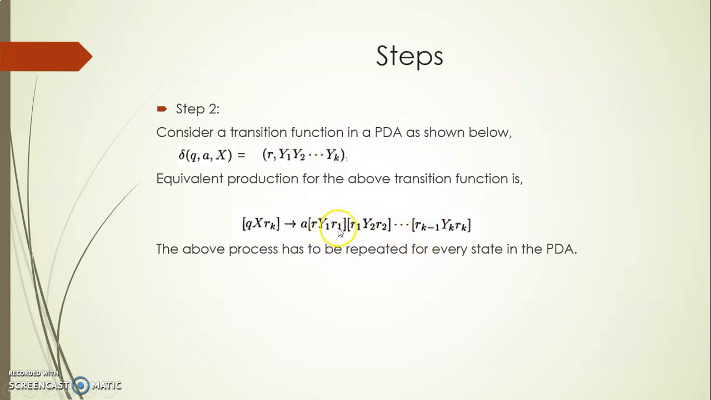So here r1, r2 up to rk is nothing but the set of states present in the PDA. And one more important point is that if I'm using r1 here, then in the next option it should begin with the same state, right? So this is a general representation. We'll again elaborate the step with an example.